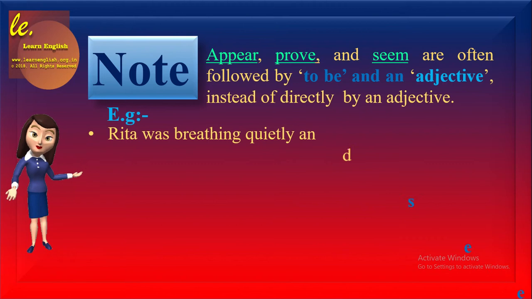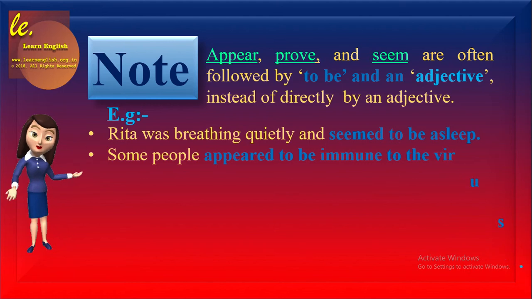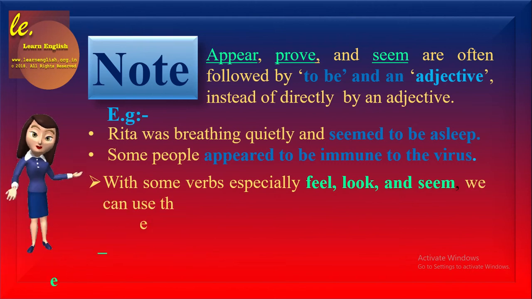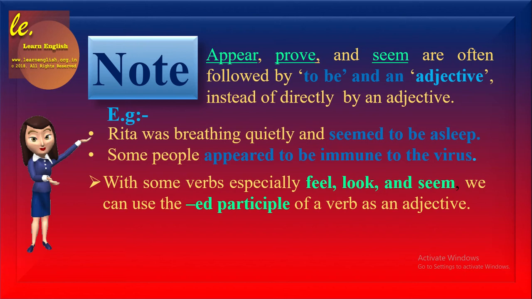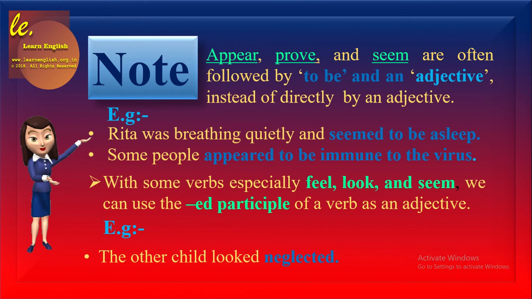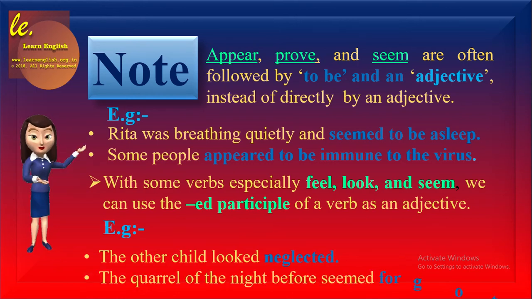Example: Rita was breathing quietly and seemed to be asleep. Some people appear to be immune to the virus. With some verbs, especially feel, look, and seem, we can use the ed participle of a verb as an adjective. Example: the other child looked neglected. The quarrel of the night before seemed forgotten.